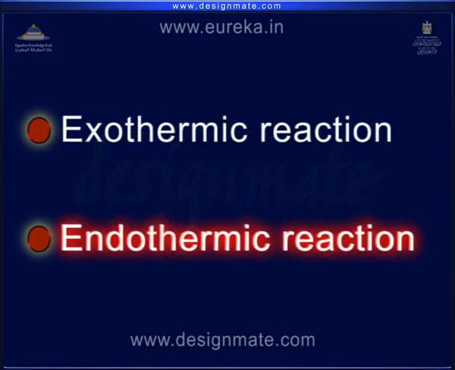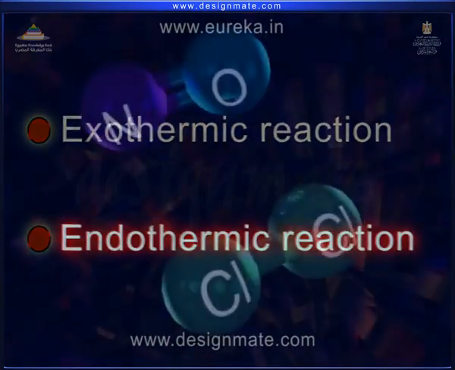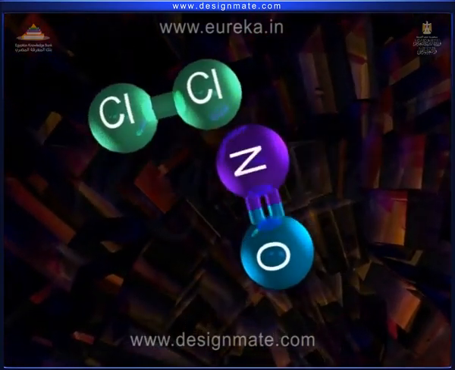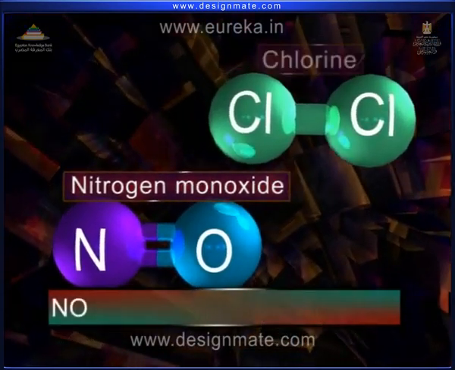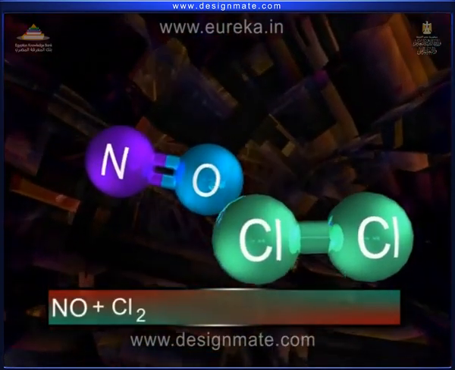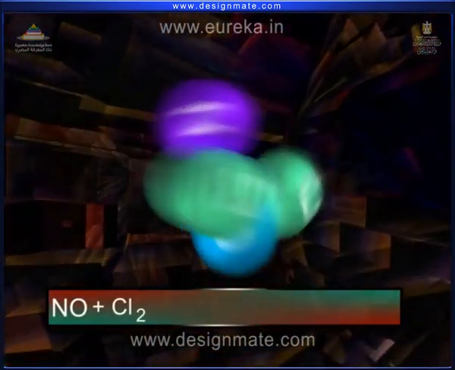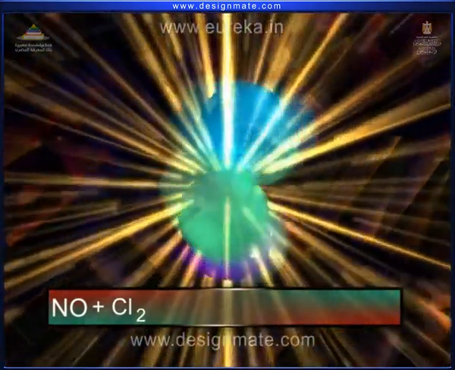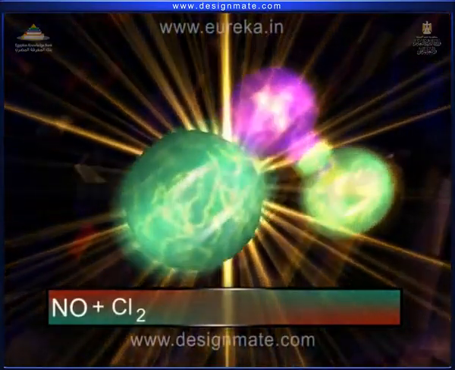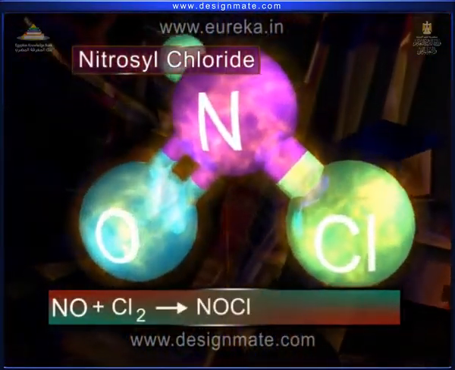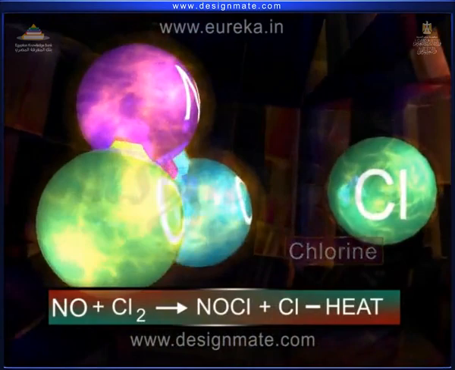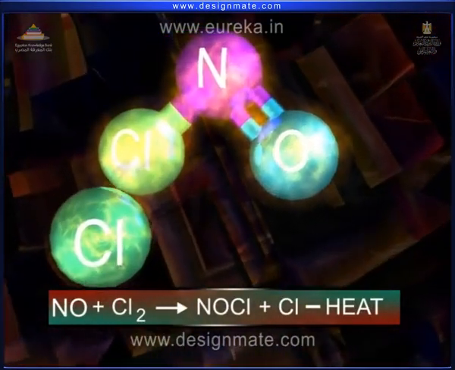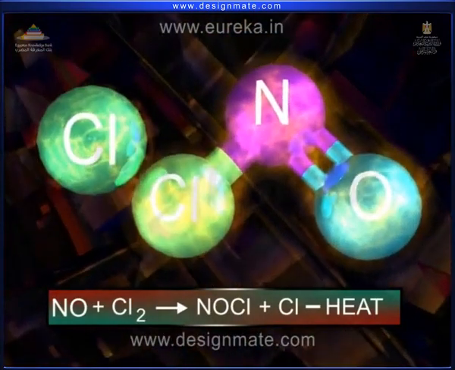Endothermic reaction. In the case of an endothermic reaction, such as the reaction between nitrogen monoxide and chlorine, energy has to be supplied to complete the reaction, forming products nitrosyl chloride and chlorine. Since energy has to be supplied for the reaction to proceed, it is called endothermic reaction.